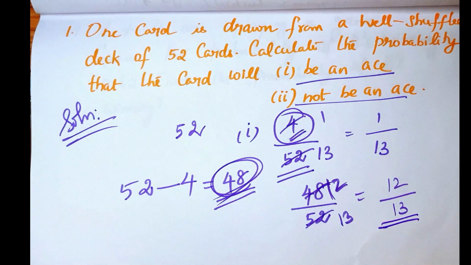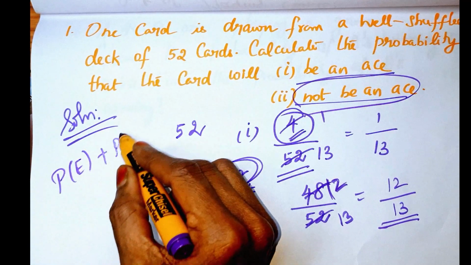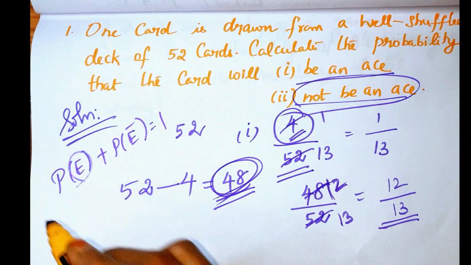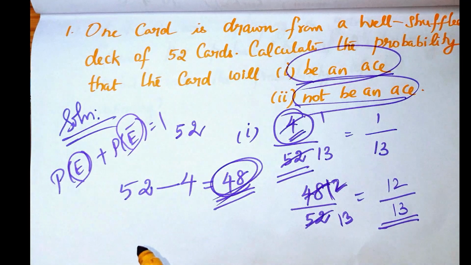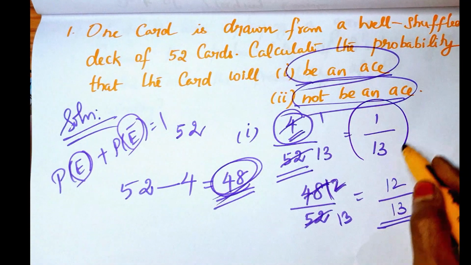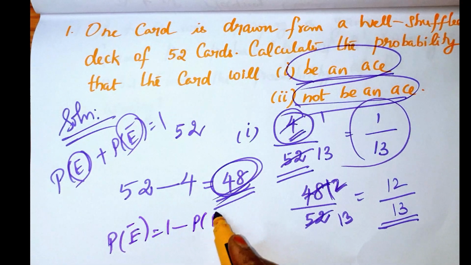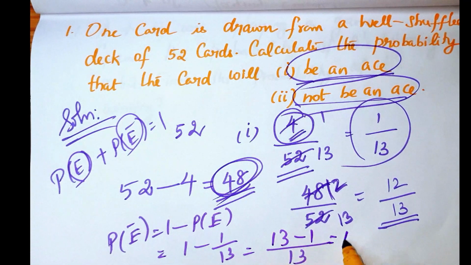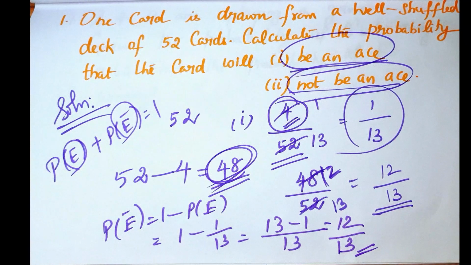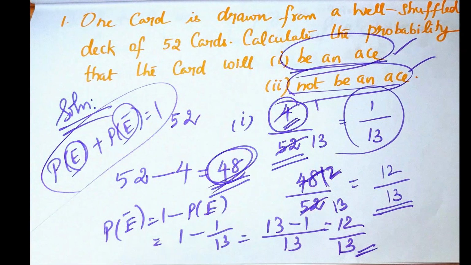Okay. We can find the second one using the formula which we saw previously. P of E plus P of E bar equal to 1. So if I take E as the event of taking an ace, what is the complement of it? Taking not an ace. After calculating the first one, 1 by 13, probability of E bar is equal to 1 minus P of E. So 1 minus 1 by 13. 13 is a common LCM. So 13 minus 1, 12 by 13 is the answer. So in this way also we can calculate the answer. Either directly we can find 1 by 13 and 12 by 13 as we did previously, or using this formula also we can find it.